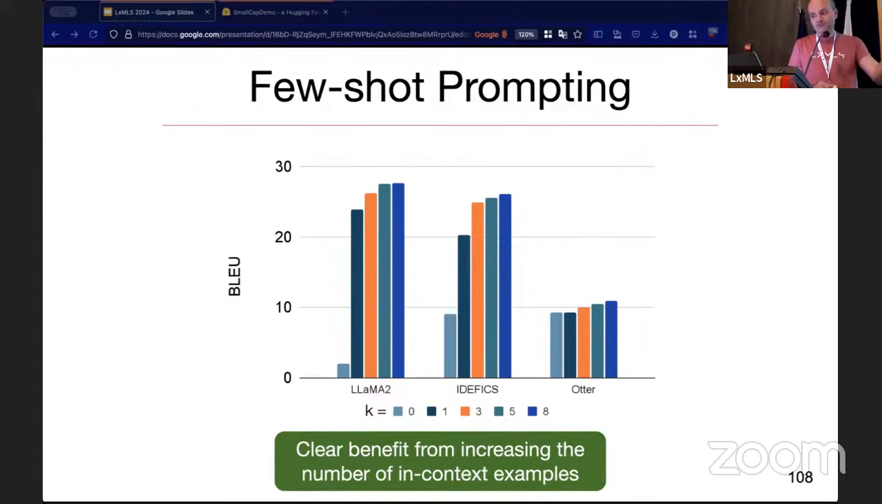Otter just never really manages to pick up the task we're asking it to solve. But for Llama 2 and then the IDEFICS multimodal model, there is a nice trend. And perhaps with IDEFICS, if we had more GPU RAM, we could have pushed this performance even further. But then we'd have the same thing for Llama, where now we've got more data we can fit on there.